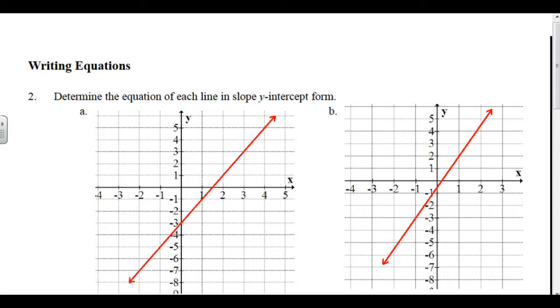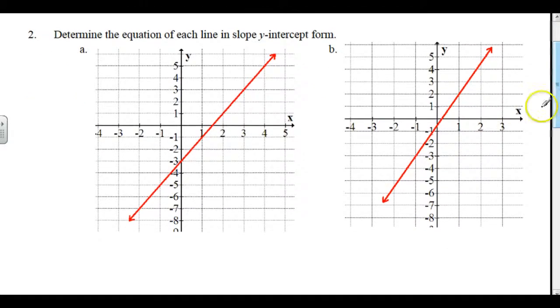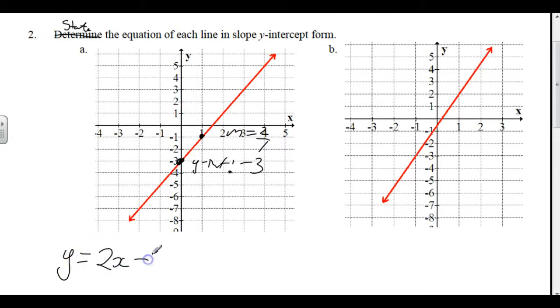Writing equations. So what if we have a line and we have to write equations? Determine the equation of each line in slope y-intercept form. Determine, yeah, that's a pretty strong word. I'm almost going to say state, because what's there to determine? So we have a y-intercept of negative 3, and you choose a point. So follow the line from here until you find an intersection point. Where does it intersect? And it looks like 1, 2, 1. So the slope is 2 over 1. So the equation is y is equal to 2x minus 3.